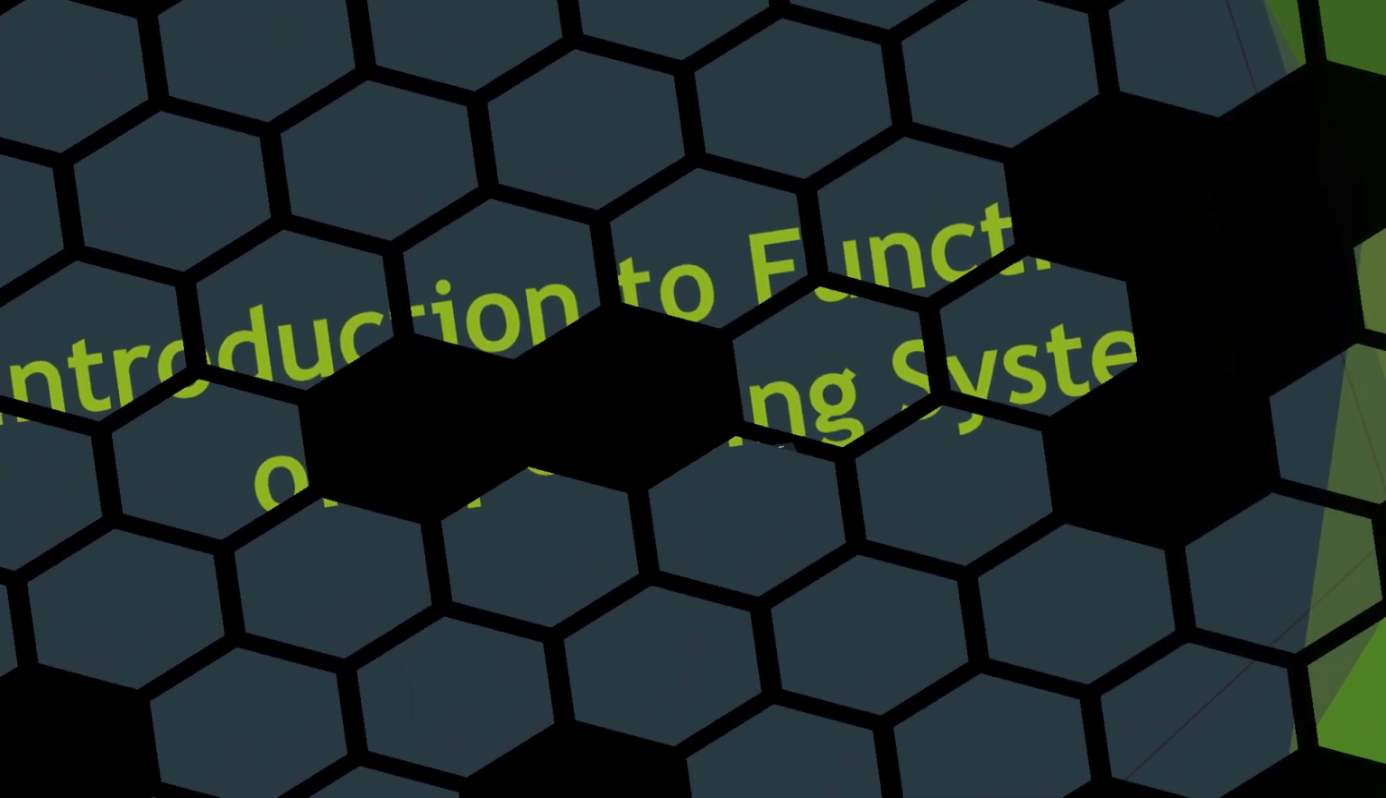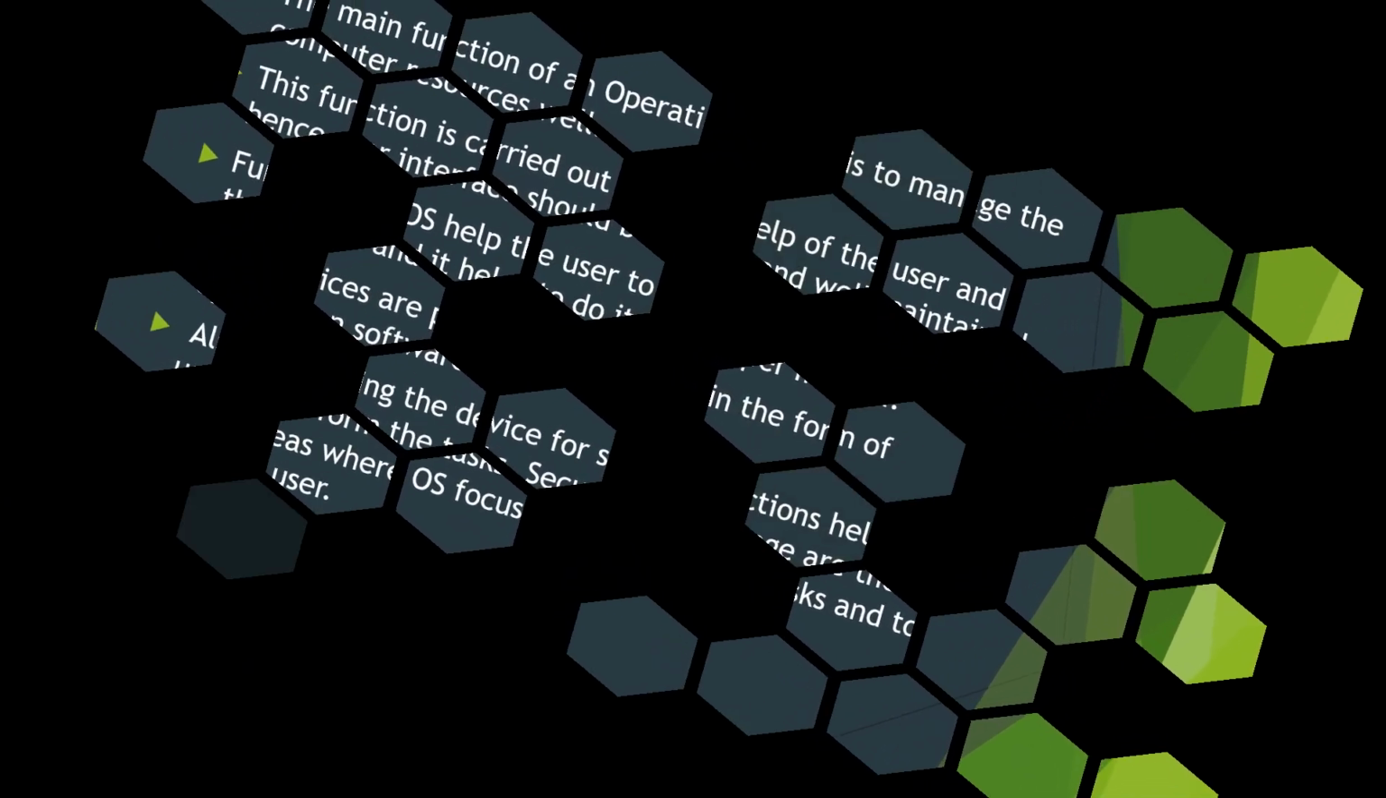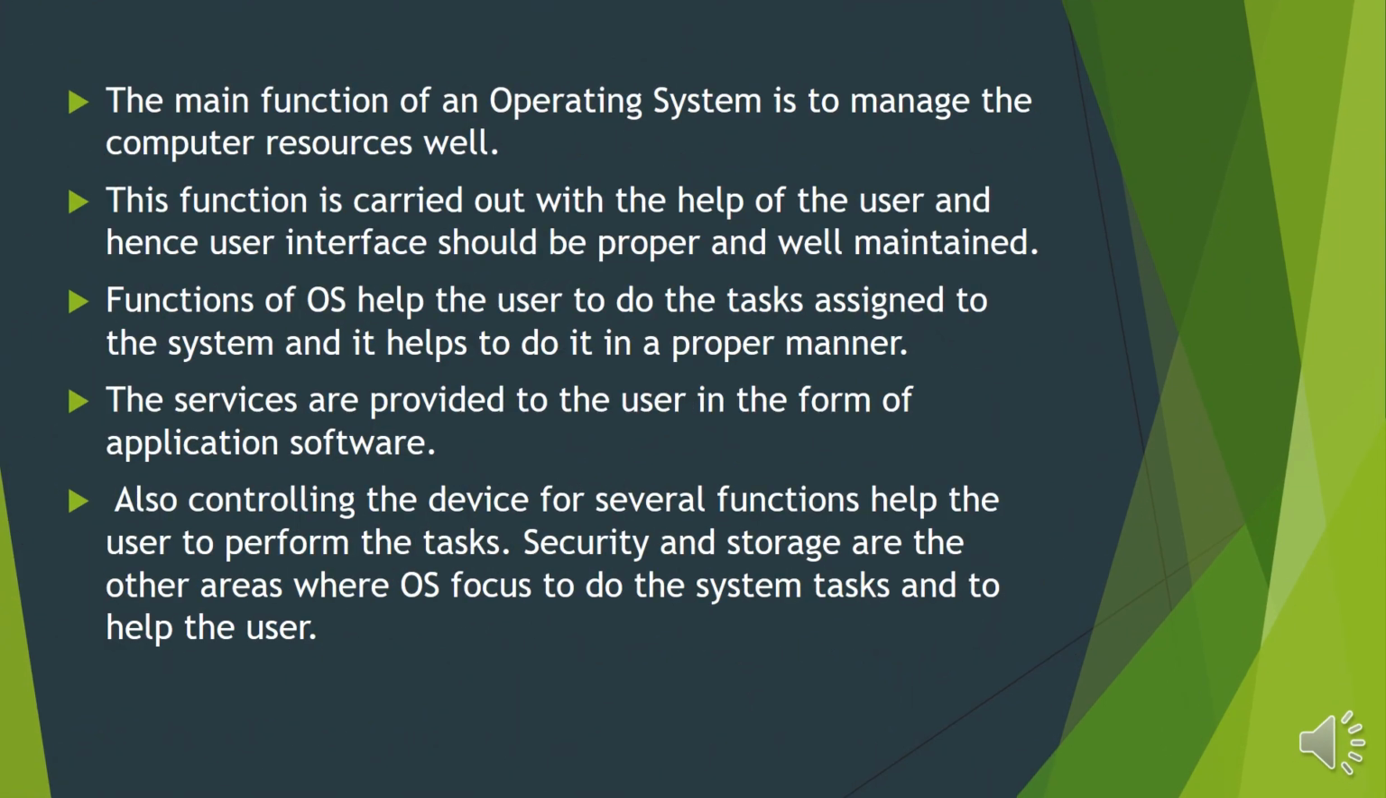Now, operating system has many functions, but the main function of an operating system is to manage the computer resources well. This function is carried out with the help of the user, and hence the user interface should be properly and well maintained. So for these operating systems, we are going to make use of it to have a proper GUI for us to manage our computer system.